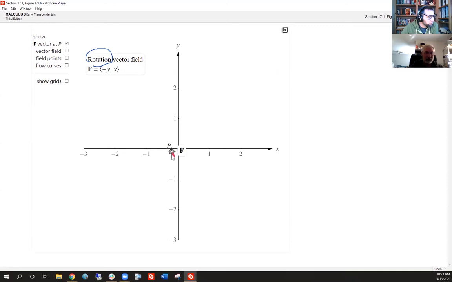Notice that if we're close to the origin, we'll have small vectors. If we're far from the origin, we'll have faster vectors. Would this be like a whirlpool? What do you think? Is this like a whirlpool?